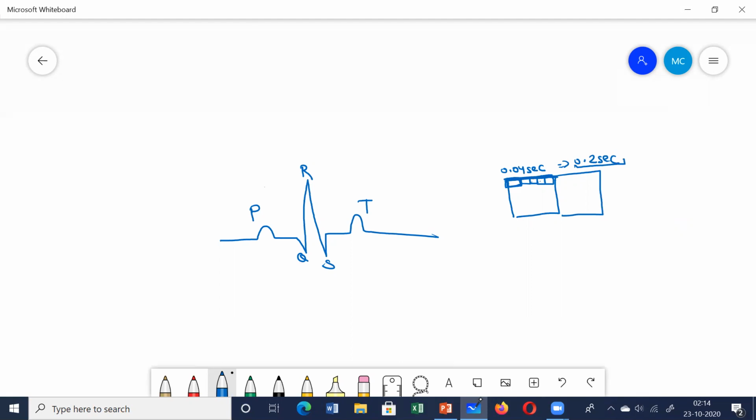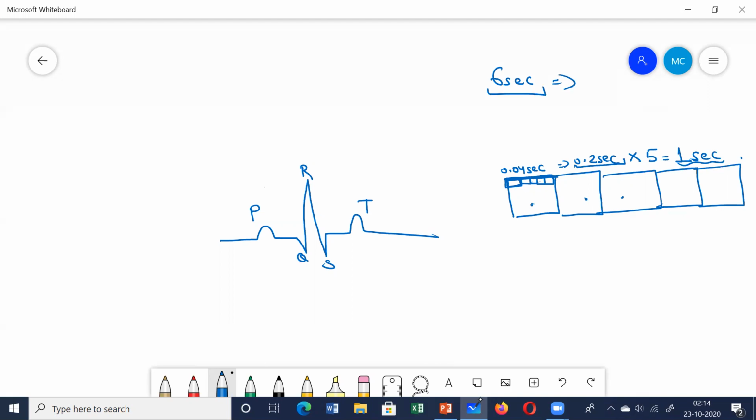So how many big boxes are going to give you 1 second? 0.2 into 5 is equal to 1 second. That means 5 big boxes is equal to 1 second. Isn't it? So why am I telling you all these things? I want to tell you about the 6-second method of determining the heart rate.